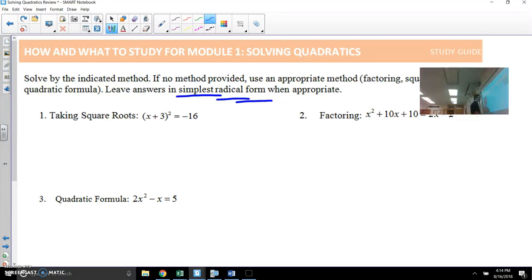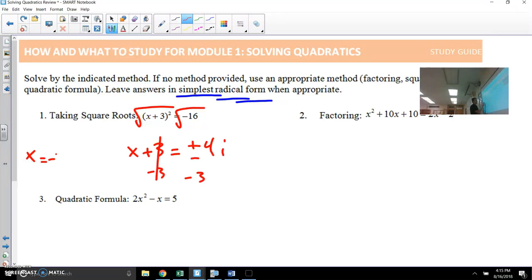So let's start here. It looks like this whole left side is being squared. There's nothing really to move around. I need to start by square rooting both sides. Square rooting the left gives me x plus 3. Square rooting the right gives me plus or minus, positive or negative, 4i. So now to solve for x, I'm just going to subtract 3. And so over here, I'm going to put my answer at x equals negative 3 plus or minus 4i. It's done.